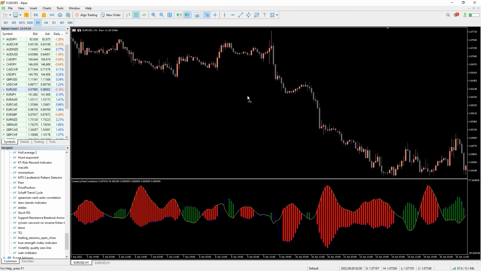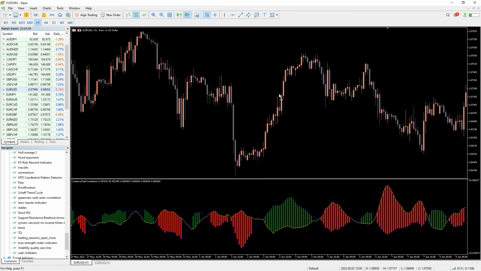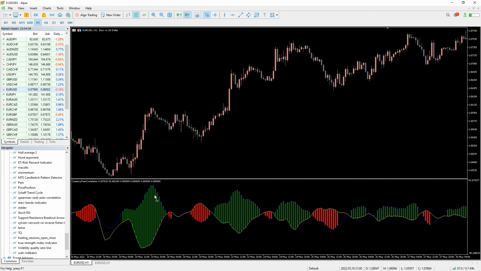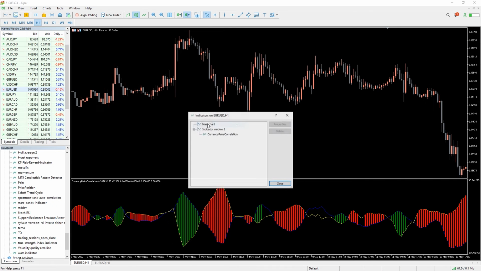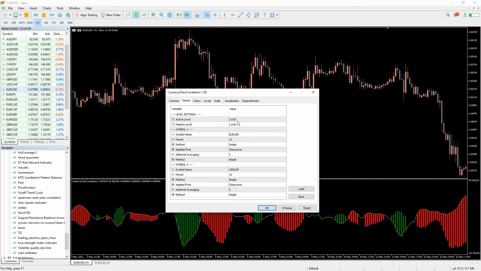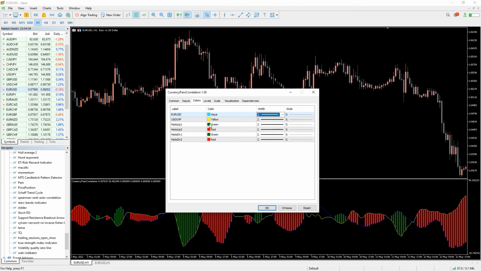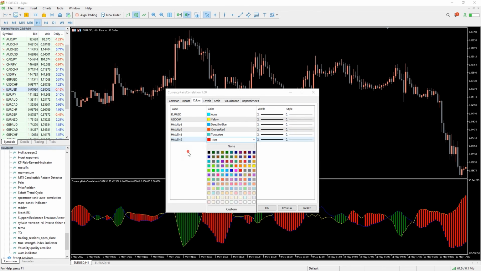On the other hand, negatively correlated currency pairs tend to move in the opposite directions. Forex traders use negatively correlated currency pairs to hedge each other. In the indicator settings, we can change level parameters, select the currency pairs to see them in the indicator's chart, and change their period and calculation methods. Also in the Colors tab, we can change the colors and thickness of the indicator lines.